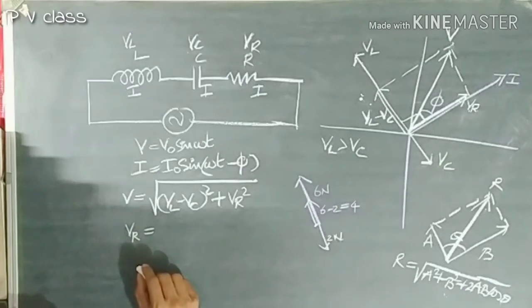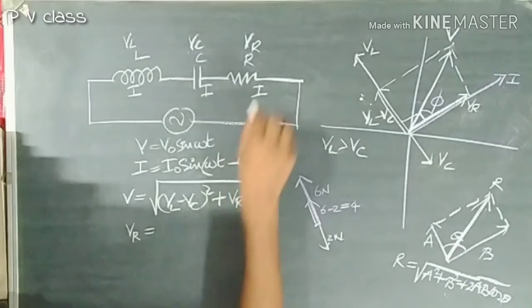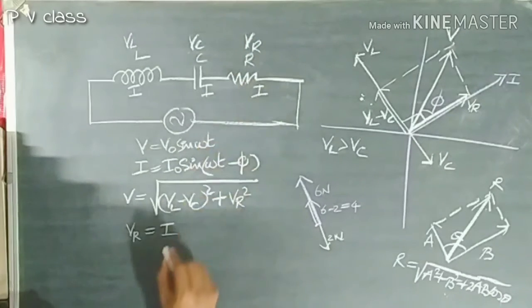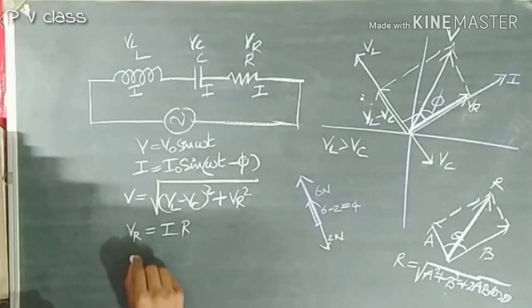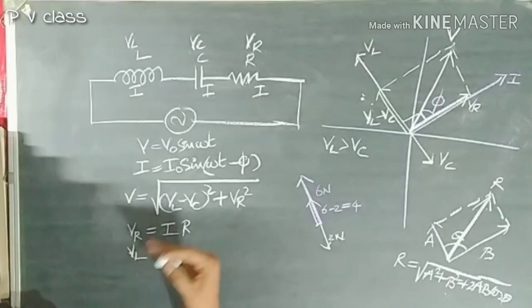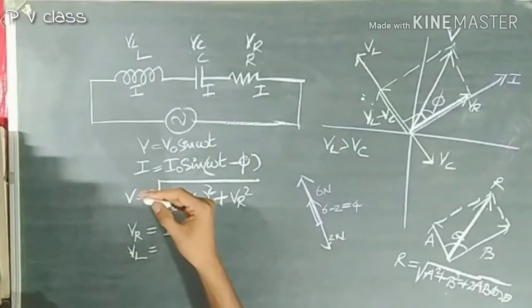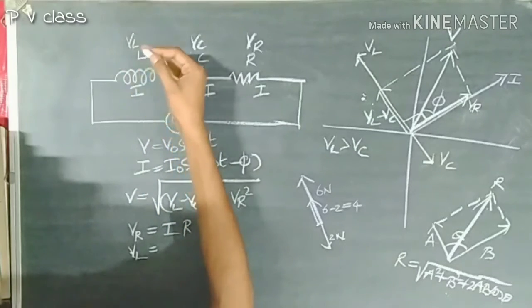Then, what is VR? According to Ohm's law, voltage is equal to current into resistance. Therefore, VR is equal to current across this resistor into resistance. Then, what is VL? VL is voltage across inductor. If you are using that same logic, it should be current into resistance. I didn't say current into inductance, I've said current into resistance.